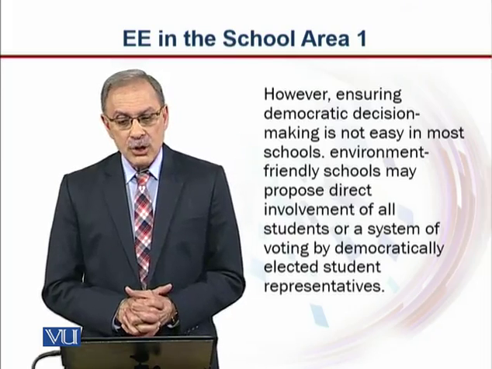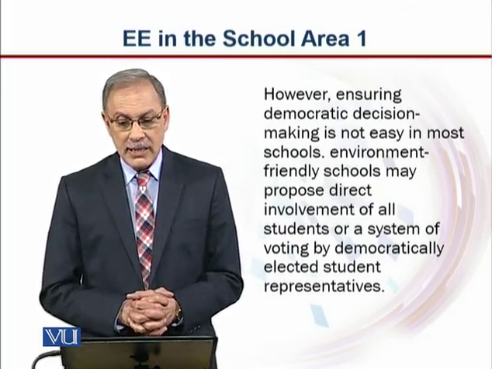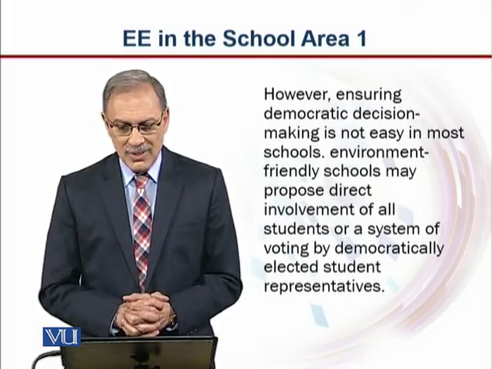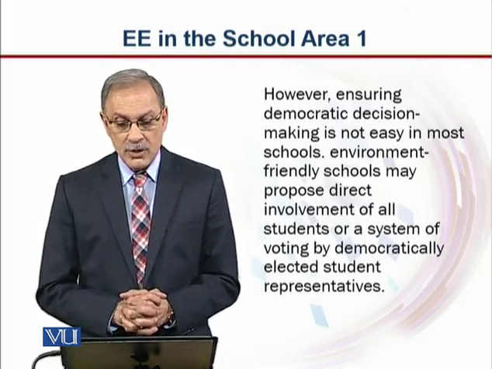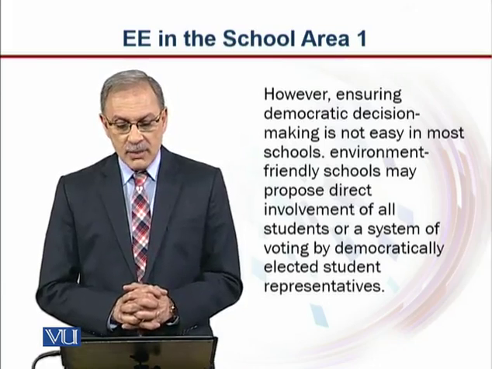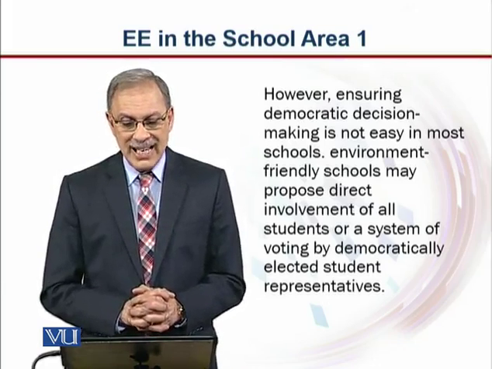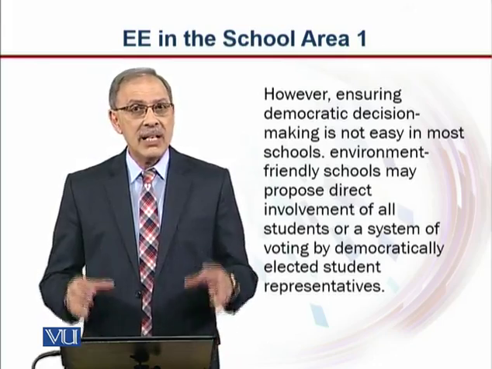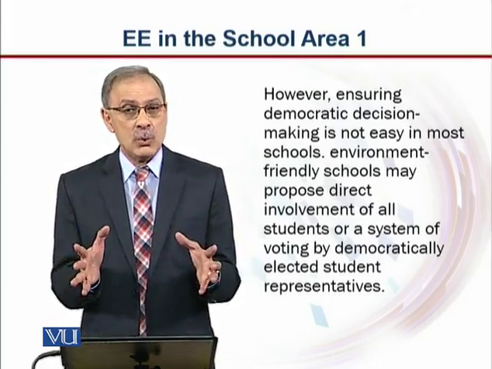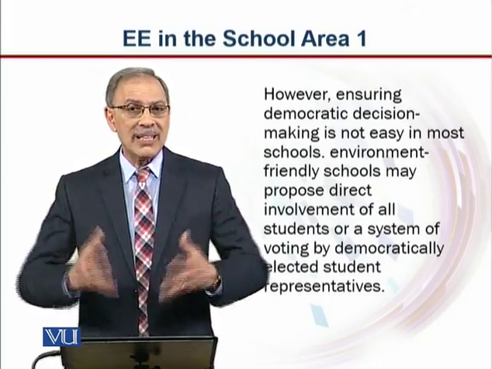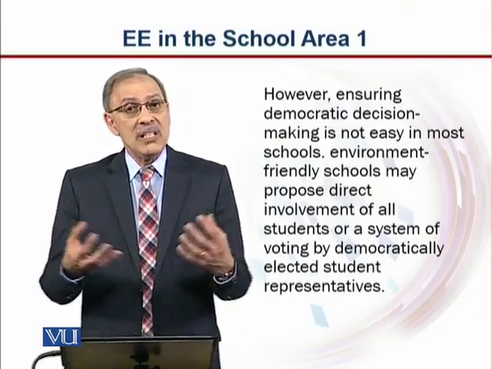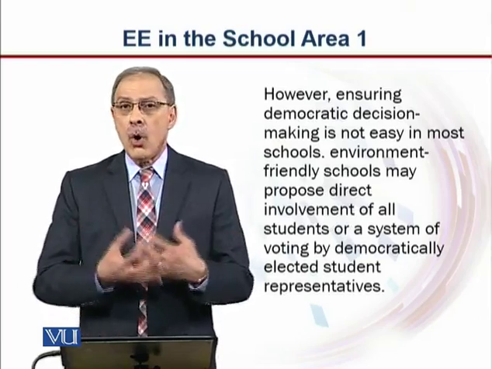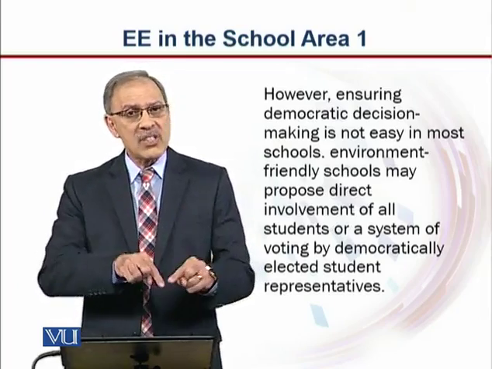However, ensuring democratic decision-making is not easy in most schools. Environment-friendly schools may propose direct involvement of all students or a system of voting by democratically elected student representatives. This depends on the size of the school. If the school is small, getting every student involved should be easy. But if the school is large, you can't have all children participating at the same time.